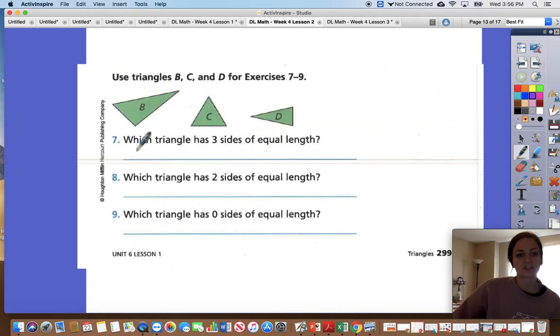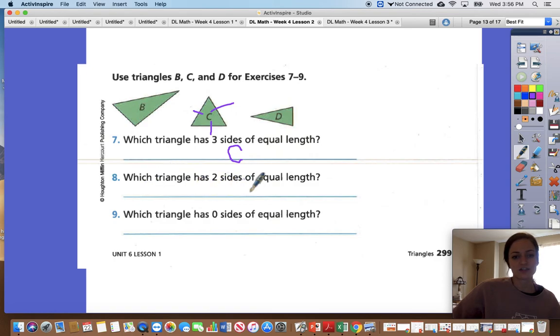So, which triangle out of B, C, and D has three sides that are all the same length? If you were to measure them, they would be the same length. C. C has all the same length. So I put a line through all of those. Didn't mean to make that line so big. Okay, so I'm going to put C.